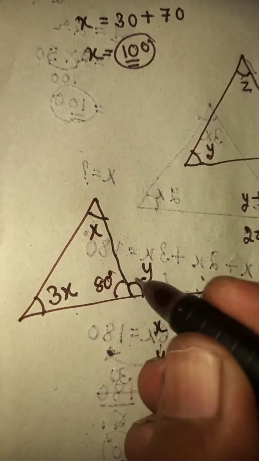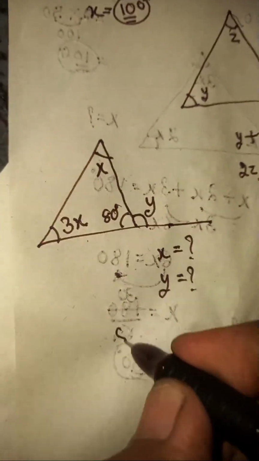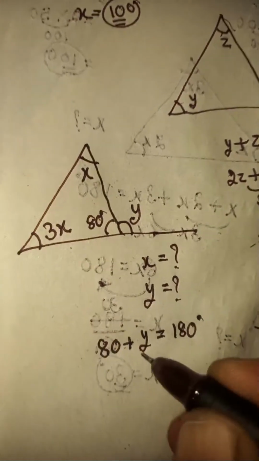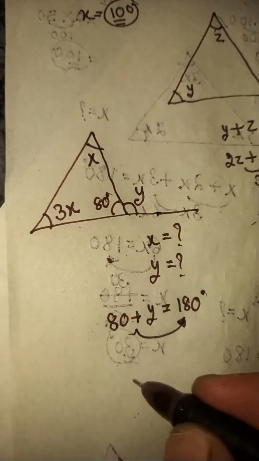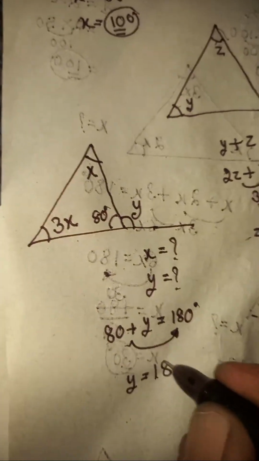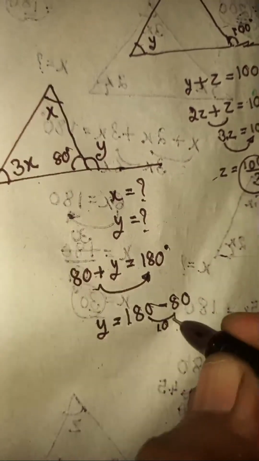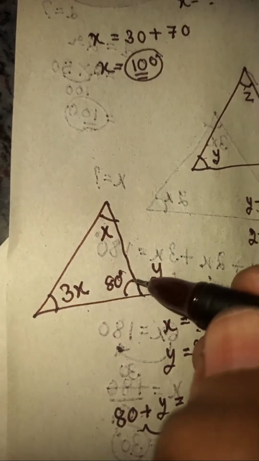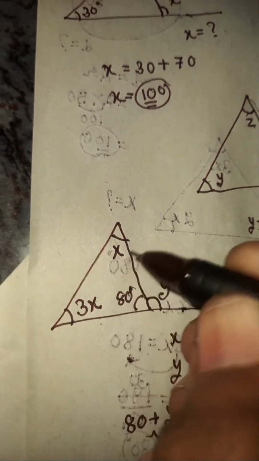This is a straight angle, that means their sum is going to be equal to 180 degrees. 80 plus y going to be equal to 180 degrees. This 80 moves that side, going to become minus 80. So y equal to 180 minus 80. 180 minus 80 means it is 100. So y value is 100 degrees.